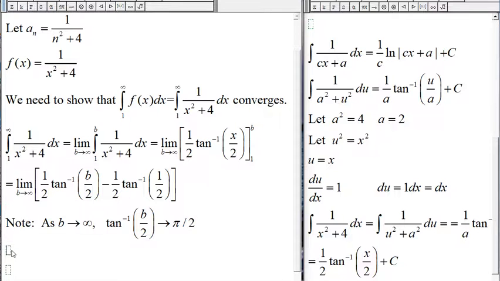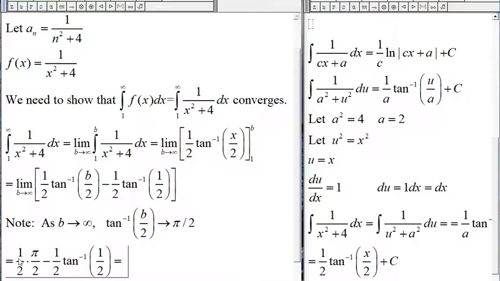And so we get 1/2, and then this tangent inverse goes to pi over 2, and then minus 1/2 times tangent inverse of 1/2, which we can get from the calculator. And here we're not looking for the exact value of this. We just want to know if this integral converges or diverges, if it's equal to a real finite number or is equal to infinity. And obviously it's 1/2 times pi over 2 minus 1/2 times tangent inverse of 1 over 2.